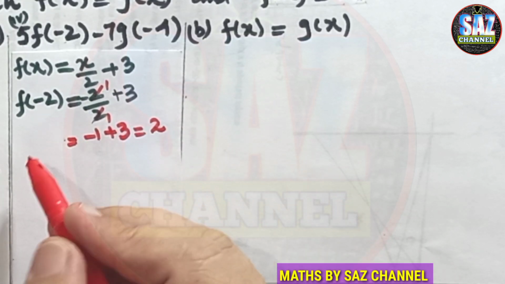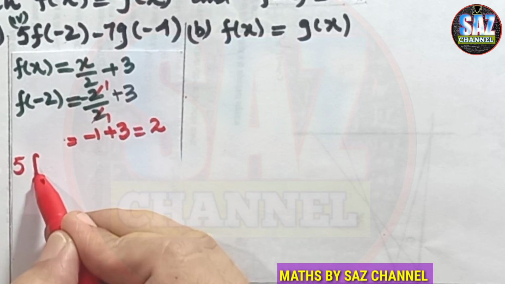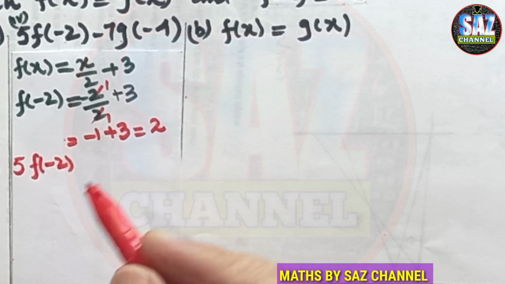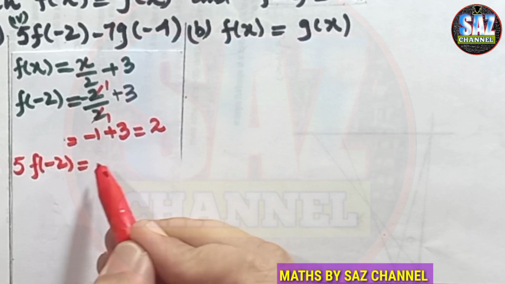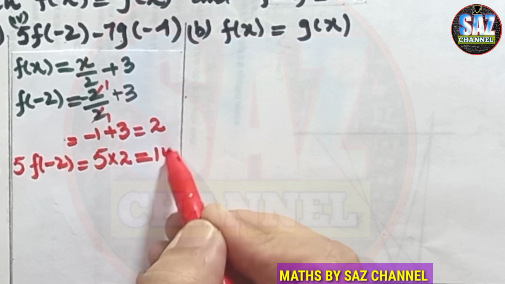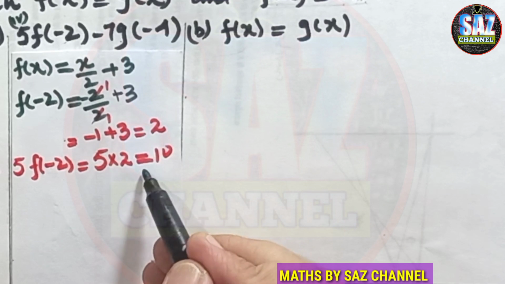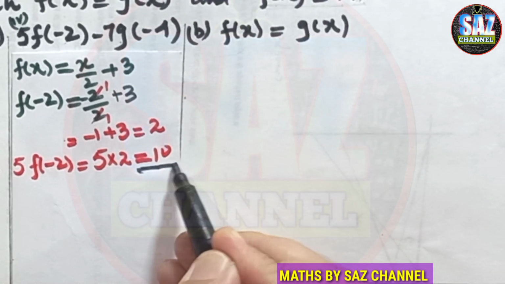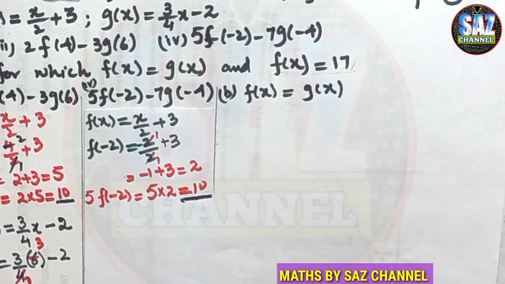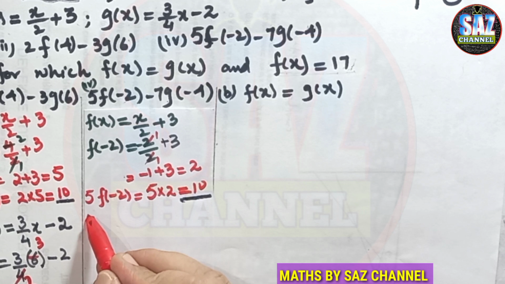And now 5f of minus 2 will give me 5 times 2, which is 10, and block the answer because we have to use this answer in the next part. And now I have to find the value and evaluate the function g at minus 4.